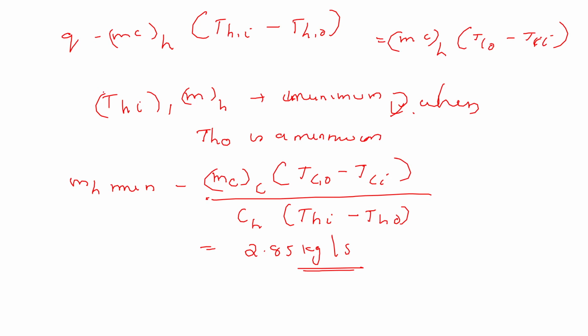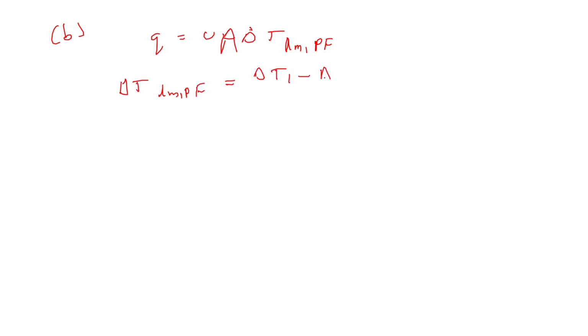Now this is for the A question. Now if we go to the B part of it, Q is equal to UA delta T LM for parallel flow. That is how you calculate delta T1 minus delta T2 divided by log of delta T1 divided by delta T2.